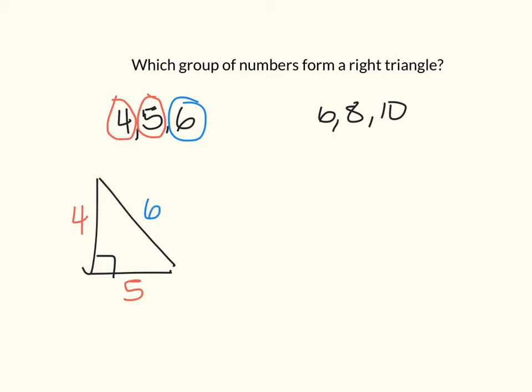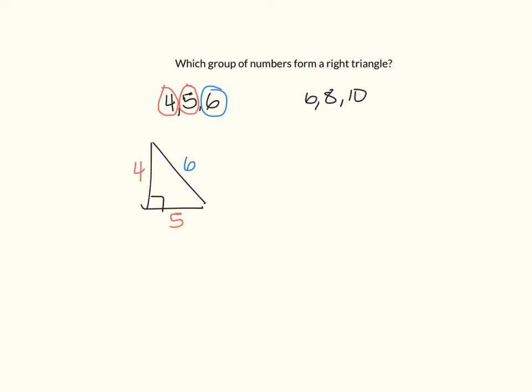Does 4 squared plus 5 squared equal 6 squared? See, 4 to the power of 2 plus 5 to the power of 2. And my question is, does that equal 6 to the power of 2? Let's see, 4 times 4 is 16. 5 times 5 is 25. Does that equal 6 times 6? 16 plus 25 is, let's see, 41.